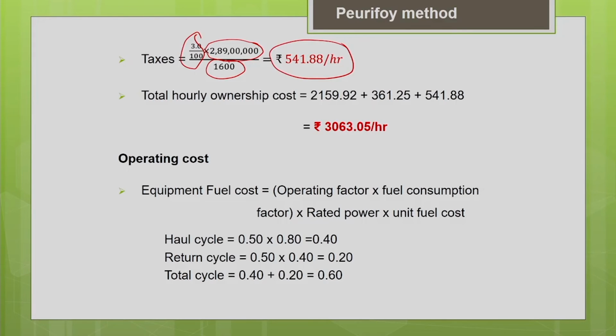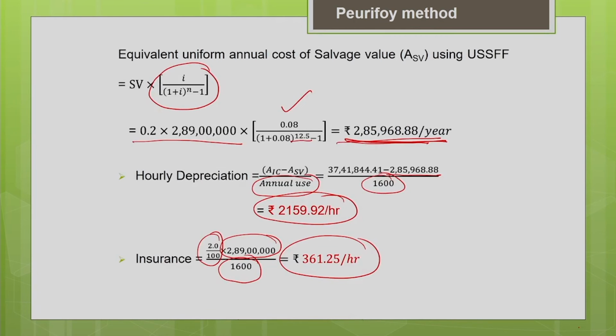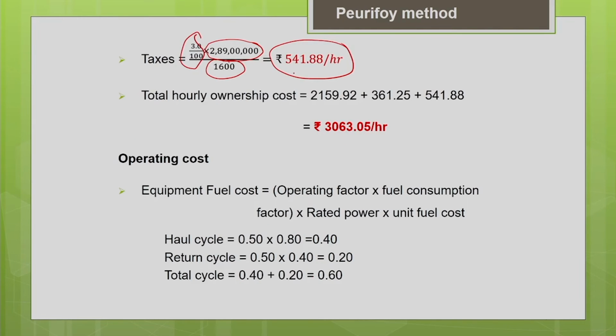Now, add the total hourly ownership cost, add all the components. So, you got the hourly depreciation as 2159.92 plus the insurance cost of rupees 361.25 plus your taxes 541.88. If you add everything, you will get the total hourly ownership cost as rupees 3063.05 per hour.